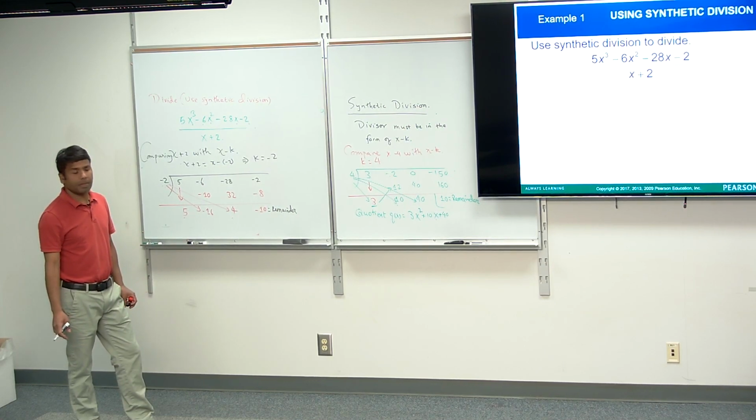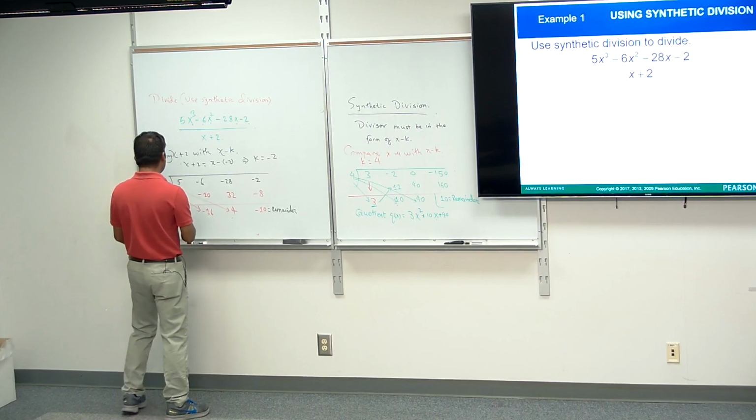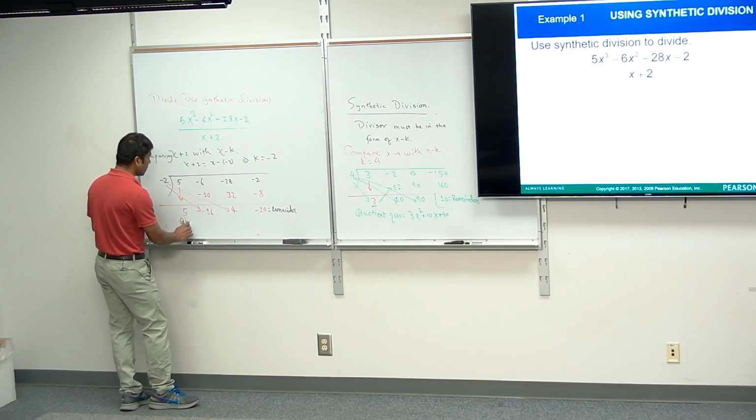This is going to be the remainder. That makes sense? So now, what will be the quotient? Can you tell me what will be the quotient?